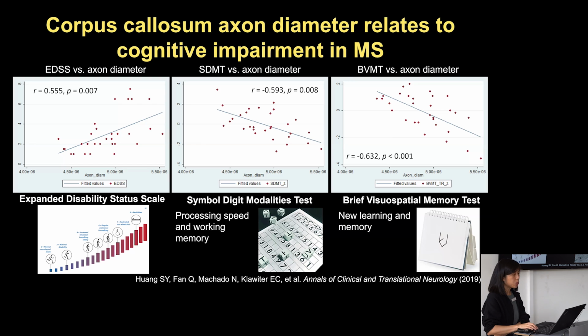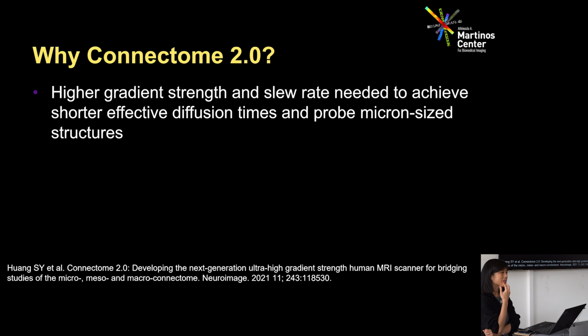And so that brings me to the motivation behind why we decided to pursue a next generation connectome MRI scanner. So why did we want to go to stronger gradients? Why did we want to re-engineer the original connectome scanner? I think fundamentally, we know that higher gradient strengths and slew rates are needed to achieve shorter effective diffusion times and also to probe smaller micron-sized structures.